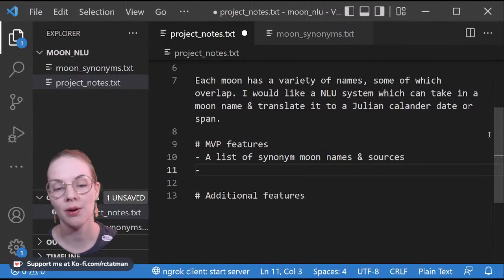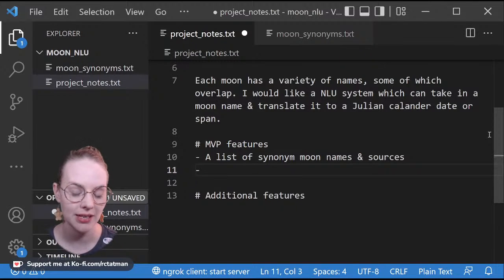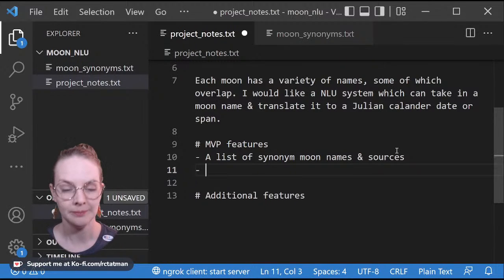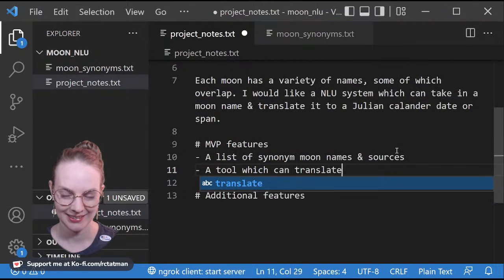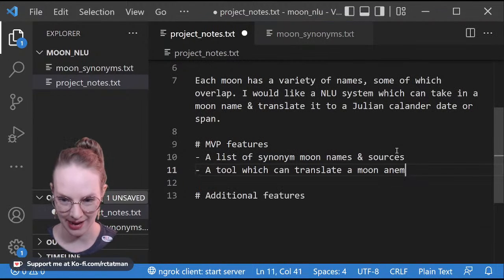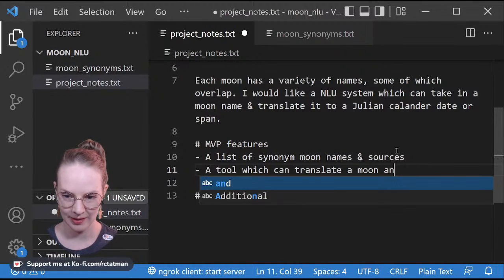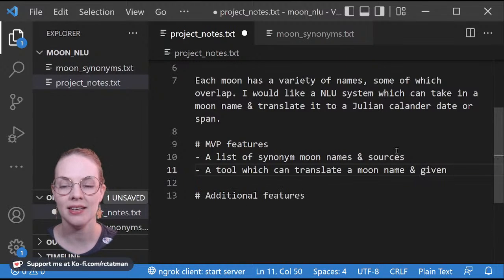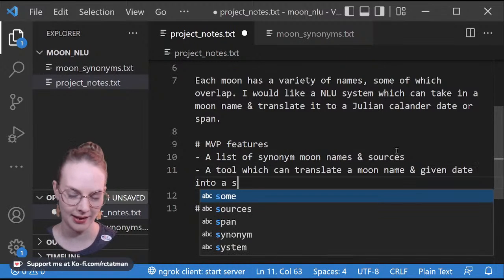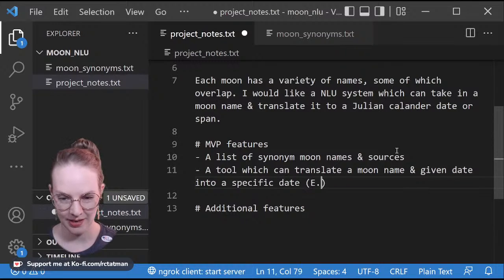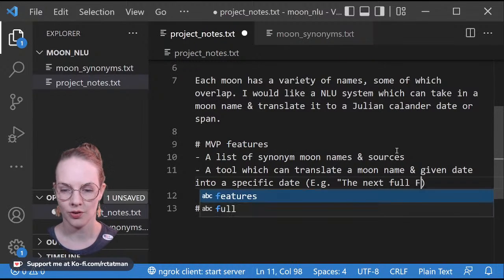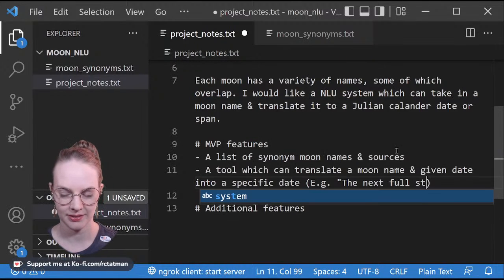All right, so I want a list of synonym moon names and sources, because the source may matter. A tool which can translate a moon name and given date into a specific date. E.g., the next full strawberry moon.